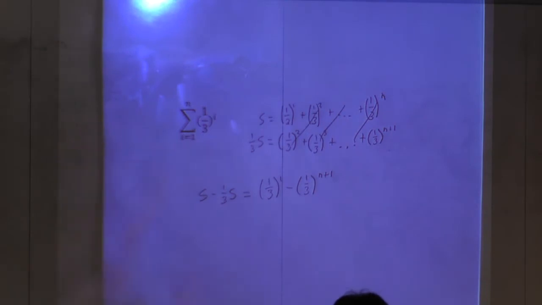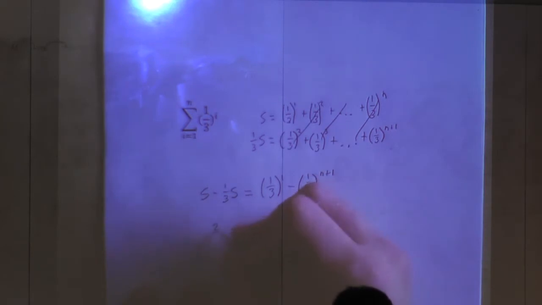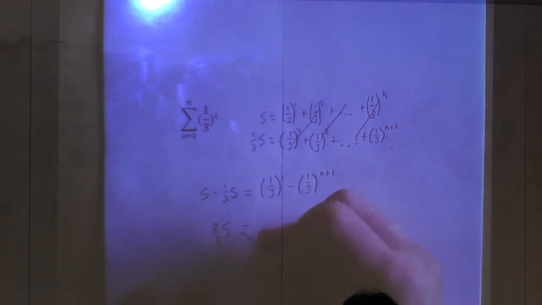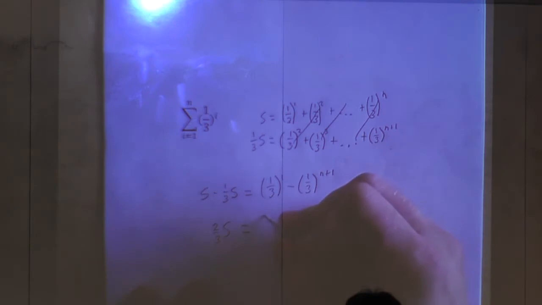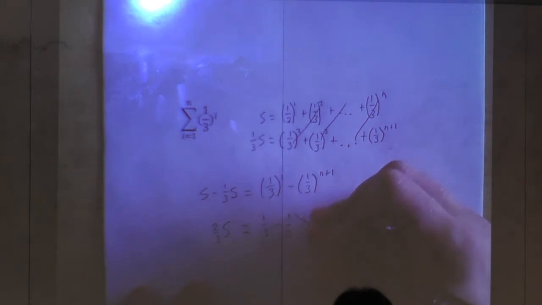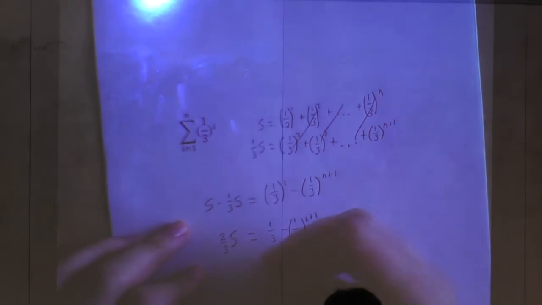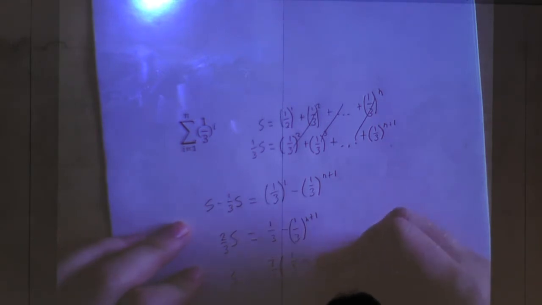Now we're going to simplify this. So we're going to get 2/3 s is equal to 1/3, we don't need the 1 power, minus (1/3) to the n plus 1. Now we can multiply this side by the reciprocal of 2/3, so 3/2. And so what we'll get is s is equal to 3/2 times 1/3 minus (1/3) to the n plus 1.